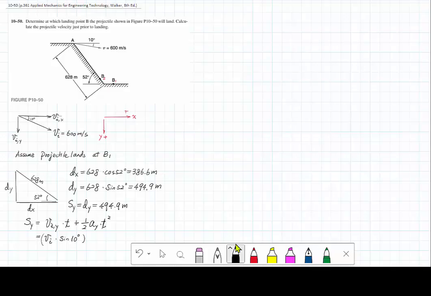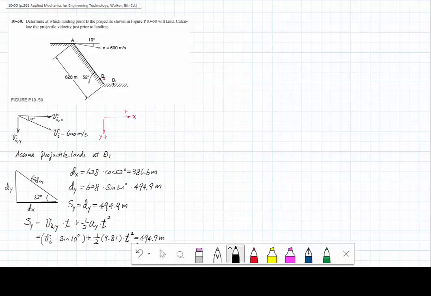And this is a positive number because we define downwards as the positive y direction, plus half the acceleration in the y direction, which is gravity. So gravity is going down, and going down is positive. So we have a positive 9.81 again, times time squared. And this all should equal 494.9 meters. Okay, so again, this is a quadratic equation.